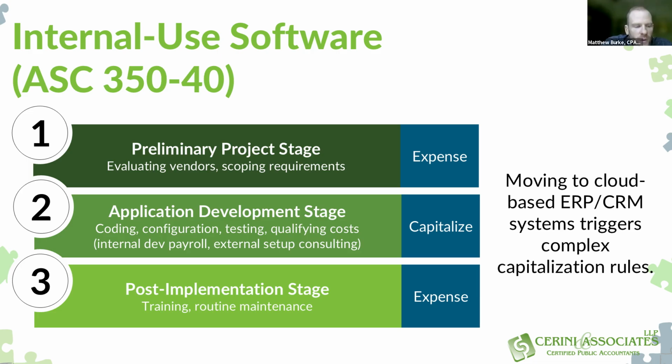So there's different ways to look at software development. They have always been looked at in different stages. And now there's 3 broad stages that have been set up. The preliminary project stage, during which time costs are expensed. So when you're evaluating vendors, scoping out requirements, things like that. The application development stage, when you're coding, configuring, testing, qualifying costs become capitalized there.